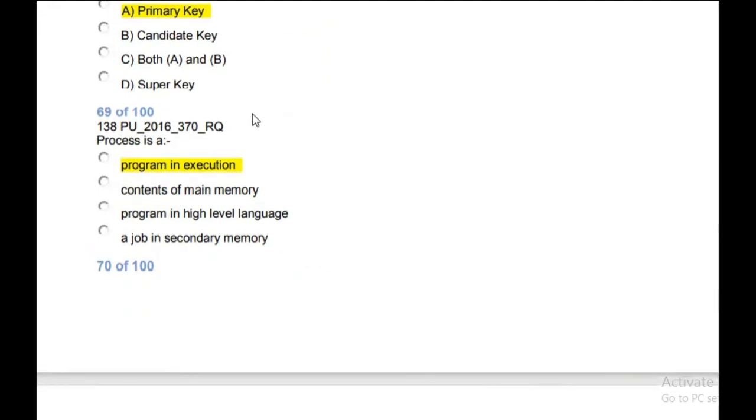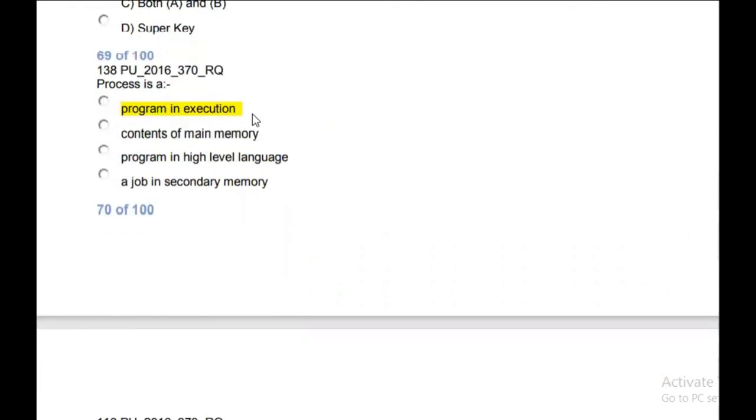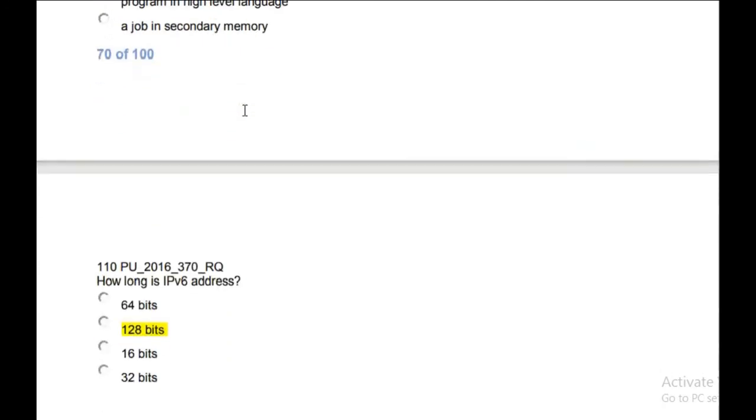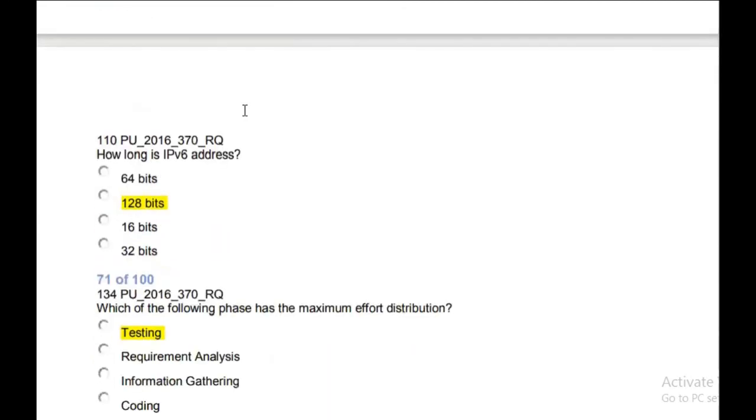Next question, question number 69. Process is a program in execution. Option A is correct.